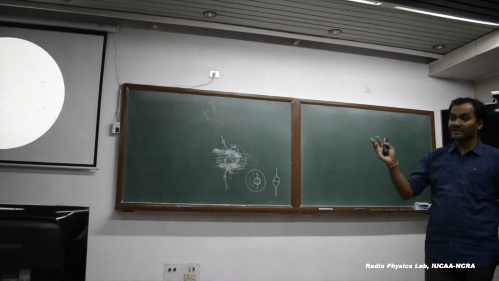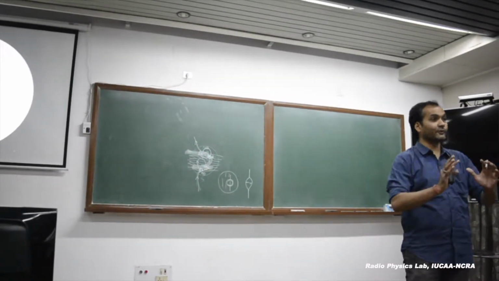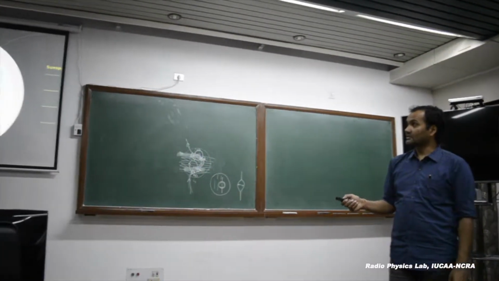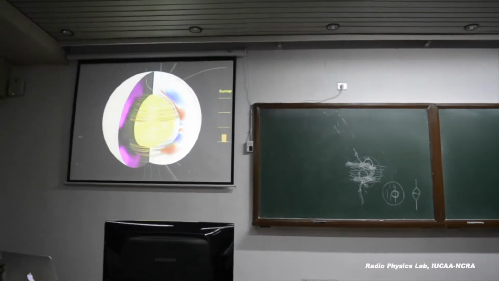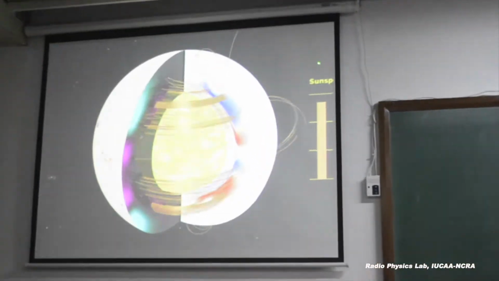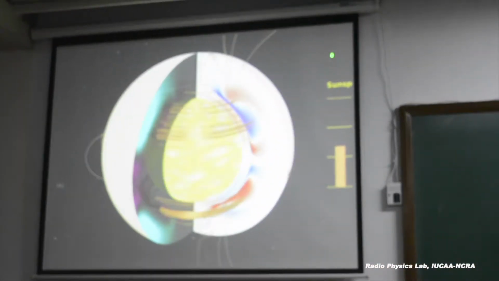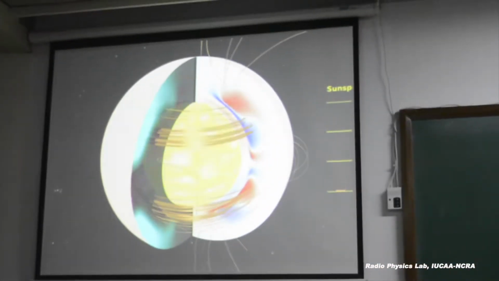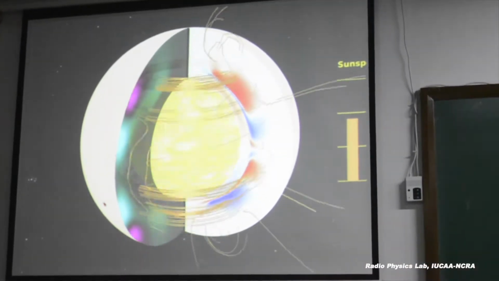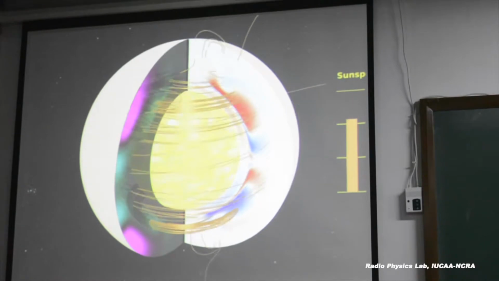So the sun is rotating. Again, it's a simulation put in an artistic way. So they will open it, and then there is this convection cell where the field lines are being churned around by differential rotation, and this is the number of sunspots being plotted. So you see it's going up and down depending on how the field is behaving. This is done by people at IUCAA Kolkata.